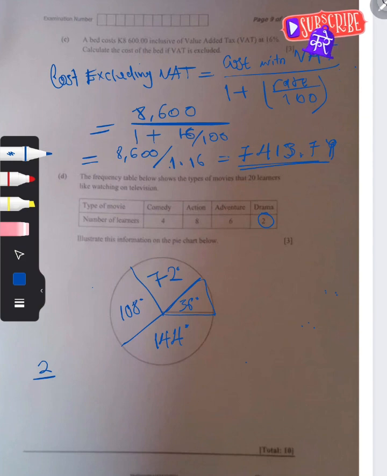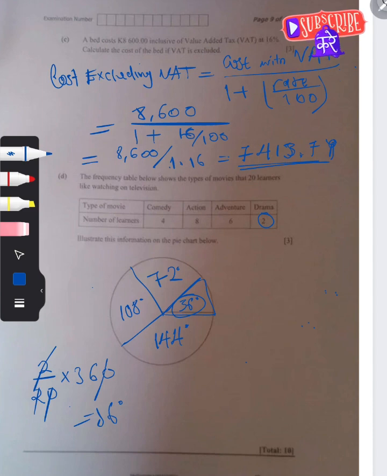We have 2 learners out of 20 learners. Out of 20, then we are going to multiply by 360 degrees. So 0, 0, 2, and 2, it's a 1. So this is 36 degrees. So that is why I wrote 36 degrees here.